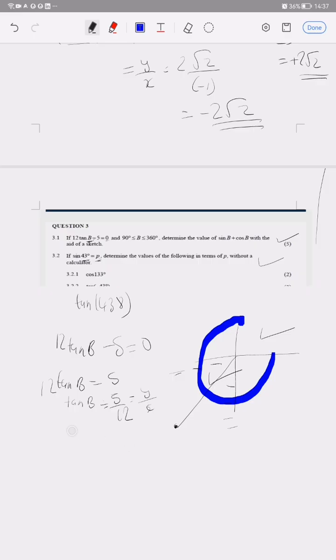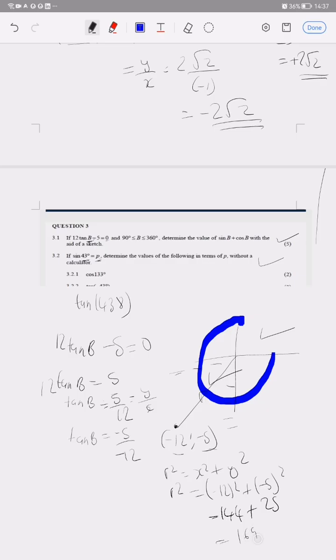So what happened here? It initially meant -5 over -12, right? So that it can accommodate this, it's -12 and -5. So I'm having my x value, I'm having my y value, which means I'm left with the what? An r. So you calculate the r. r squared is equal to x squared plus y squared. So r squared is equal to -12 squared plus -5 squared. This will be 144, this will be 25. So this one is 169.